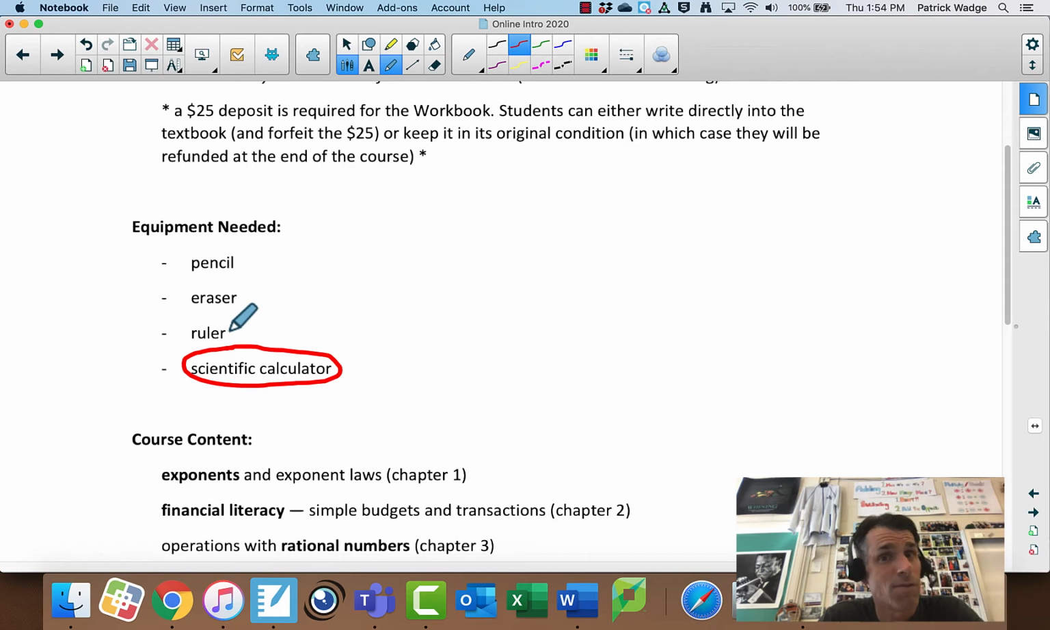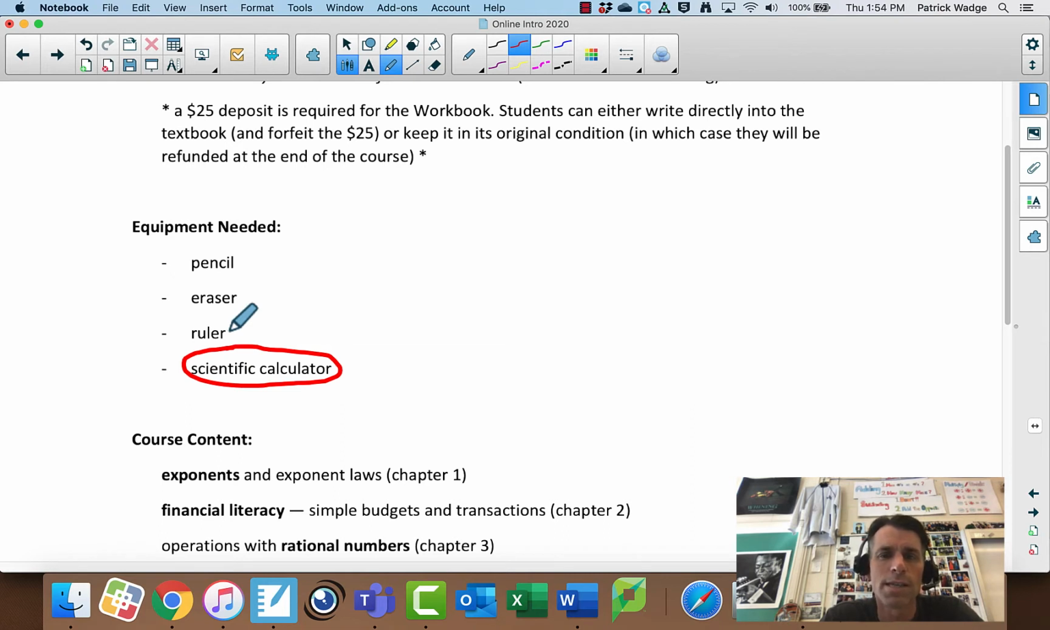You wouldn't believe how few kids bring a calculator in my class. Your phone will not work for your scientific calculator. You can go to the dollar store and get one for about $5. You can go to London Drugs or Staples or Costco or something and get a beauty for about $12. It'll last you until the end of grade 12.